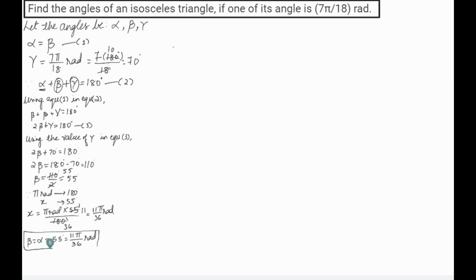So angle gamma is already given, where angle gamma is equal to 70 degrees, which is equal to 7 pi by 18 radians. So to check, we can sum up all the three angles and it must be equal to 180 degrees. So 55 plus 55 is 110. 110 plus 70 is 180 degrees. So the obtained answer is correct.